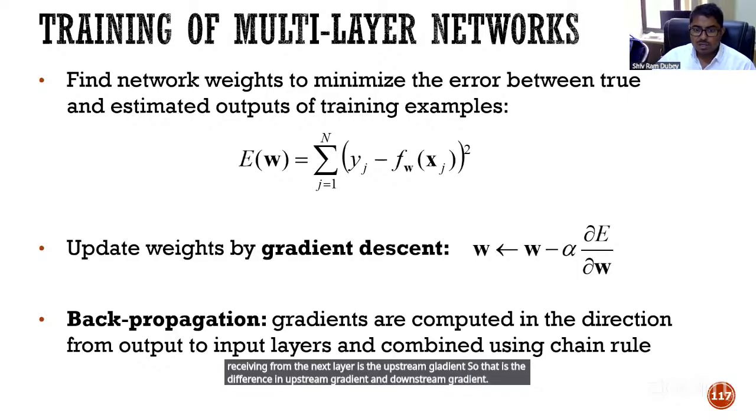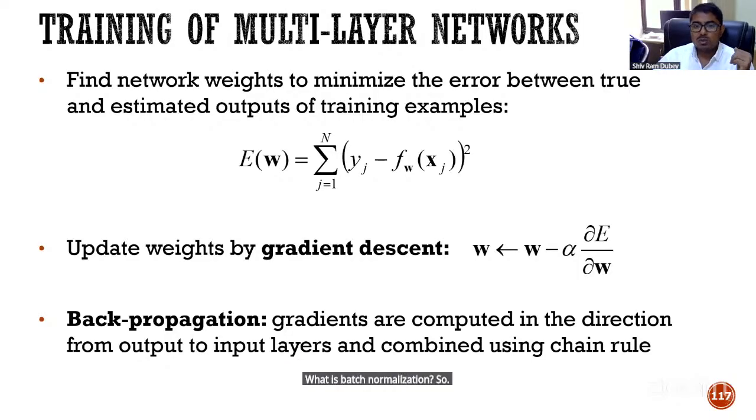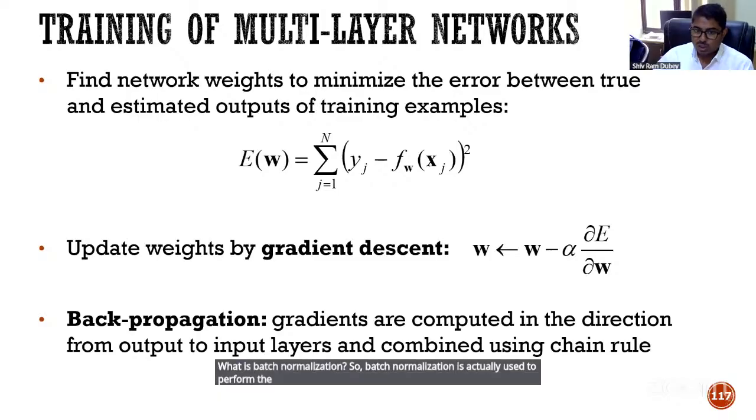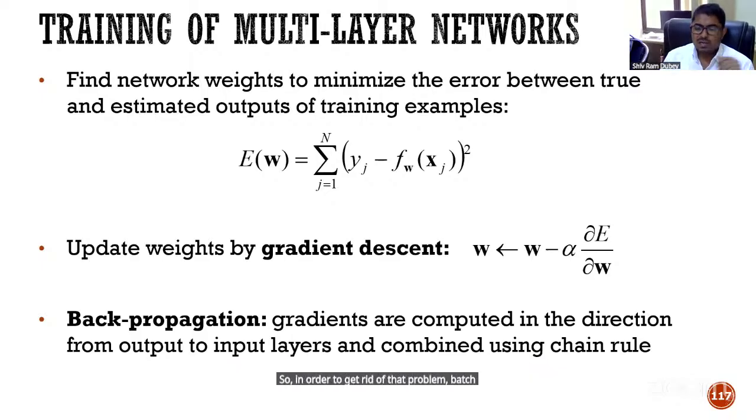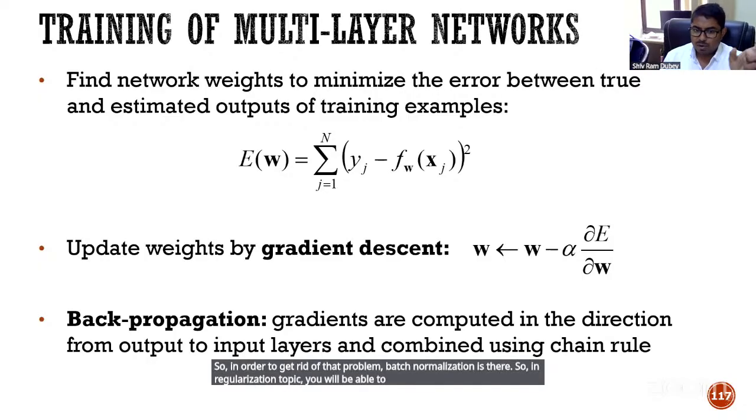What is batch normalization? Batch normalization is actually used to perform regularization. Sometimes our data distribution doesn't follow the Gaussian. And when it doesn't follow the Gaussian, then optimization becomes an issue. So in order to get rid of that problem, batch normalization is there. In the regularization topic, you will be able to get this particular term, batch normalization. There you will get better clarity.